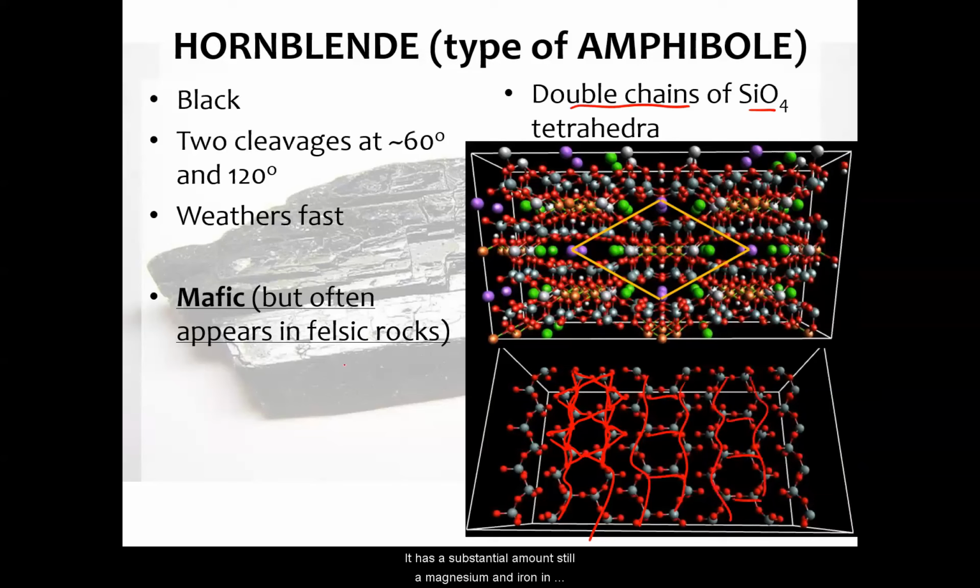it has a substantial amount still of magnesium and iron in it, so it is going to be a mafic mineral, but it does often appear in felsic rocks as just the little bit of mafic stuff in those felsic rocks. Hornblende is black. It has two cleavages at 60 and 120 degrees, as we see here. So sometimes if you get a really good sample, it will be diamond shaped. It also weathers fast because it's mafic.